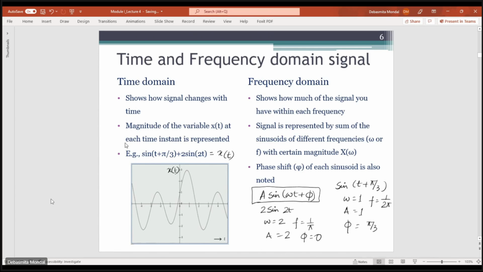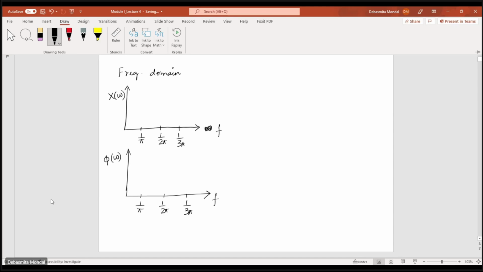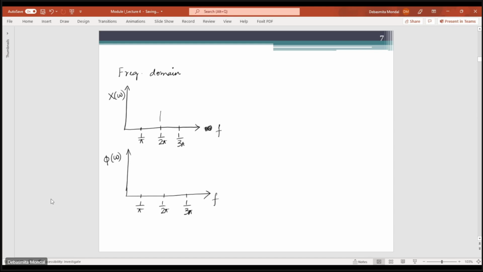If you go to the previous part, you see that for the first term, at f equals 1 by 2 pi, the amplitude is 1 and the phase is pi by 3. So we can write that at f equals 1 by 2 pi, the amplitude has a value of 1, and the phase is pi by 3.